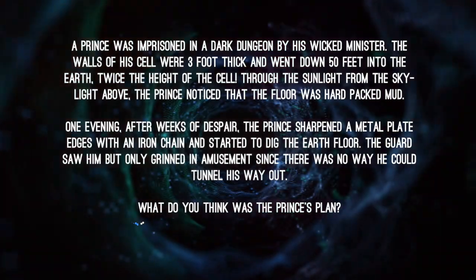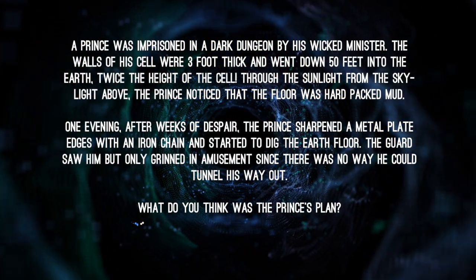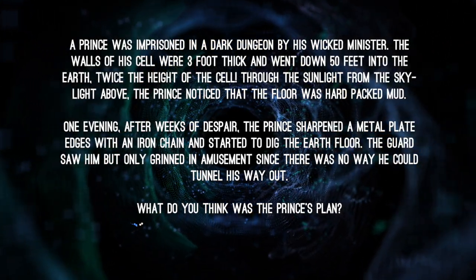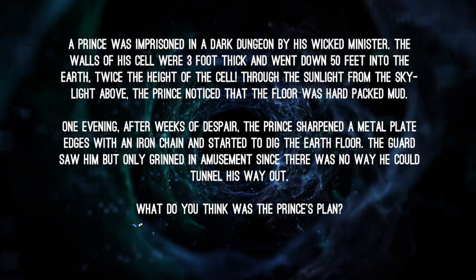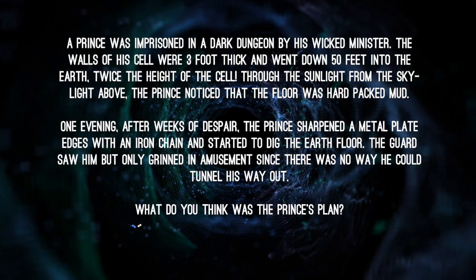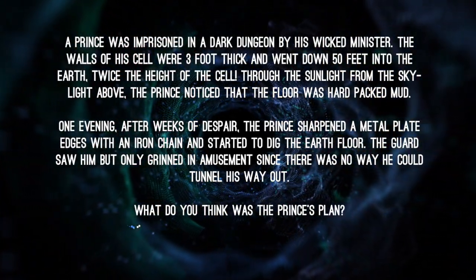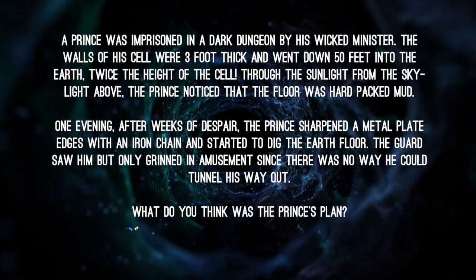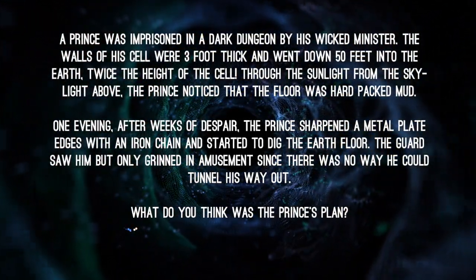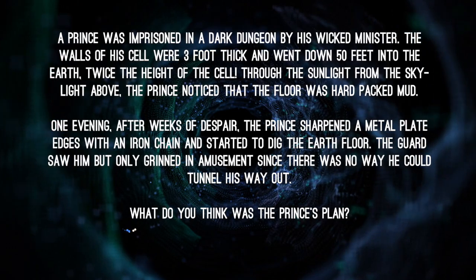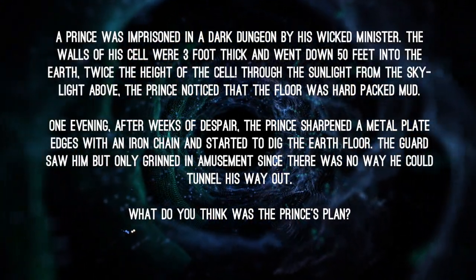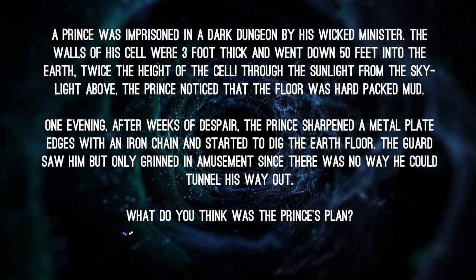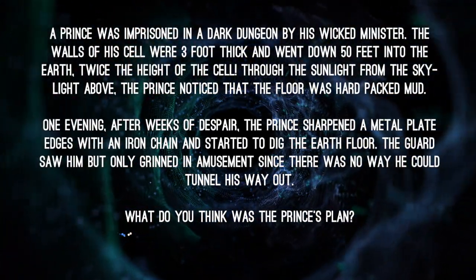A prince was imprisoned in a dark dungeon by his wicked minister. The walls of his cell were 3 foot thick and went down 50 feet into the earth, twice the height of the cell. Through the sunlight from the skylight above, the prince noticed that the floor was hard-packed mud. One evening, after weeks of despair, the prince sharpened a metal plate's edges with an iron chain and started to dig the earth floor. The guard saw him but only grinned in amusement since there was no way he could tunnel his way out. What do you think was the prince's plan?